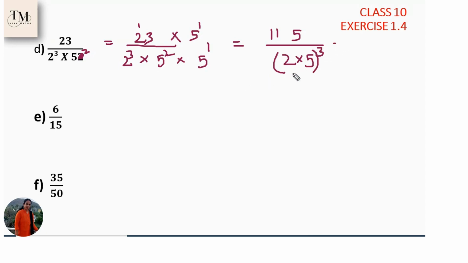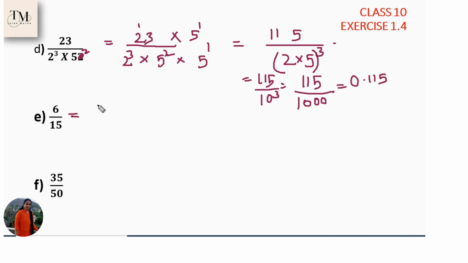So the answer is 115 divided by 10 to the power 3. So we have to keep the decimal point 3 places before. So 10 power 3 is 1000. So there are 3 zeros. So before 3 values, you have to keep the decimal point. So the answer is 0.115. Okay.